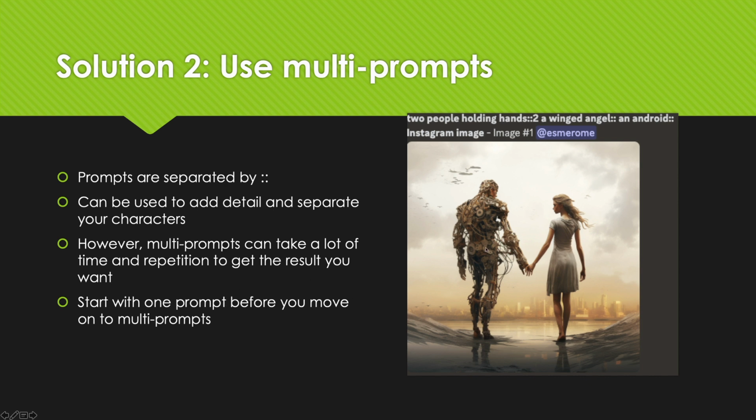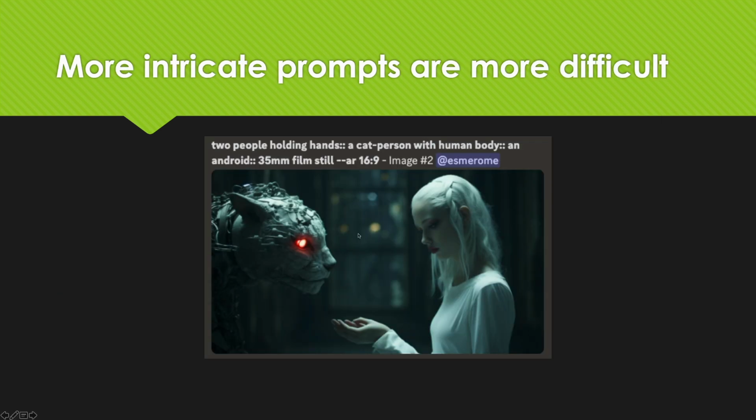So here we're trying to get an image of a robot and an angel holding hands. We're most of the way there. She doesn't have wings. I think when I made this, we didn't have vary region yet, so what I would probably do is use vary region. Just vary this region by her back and ask for wings and see what the result was there. But you can see more intricate prompts become more difficult.